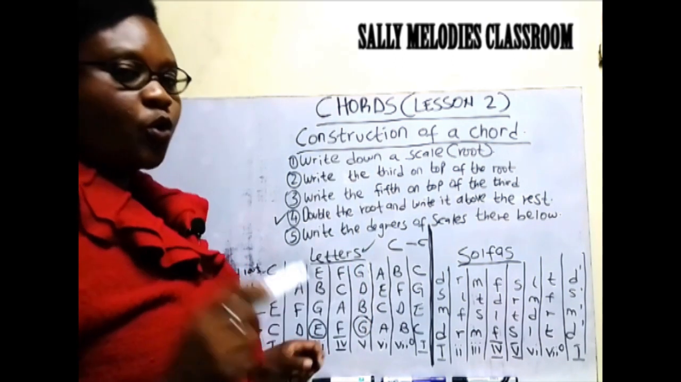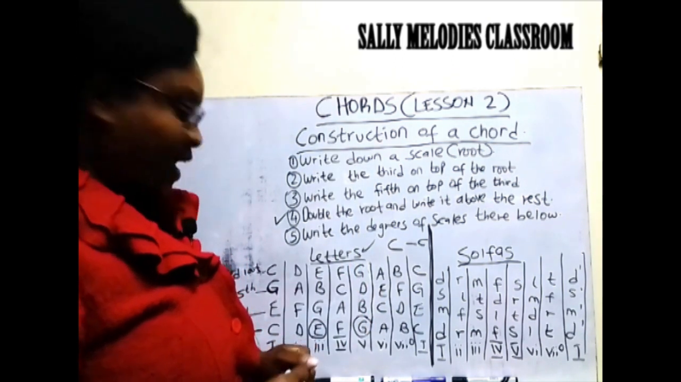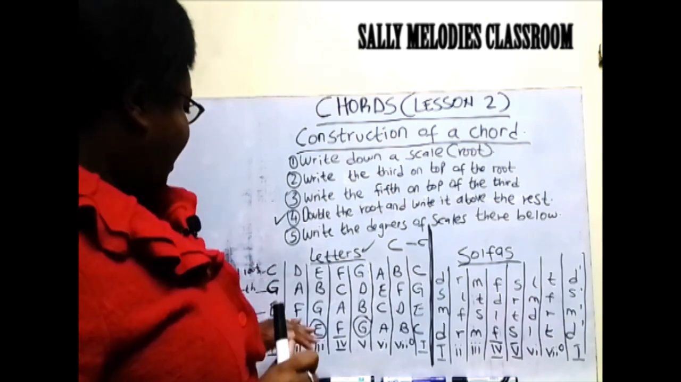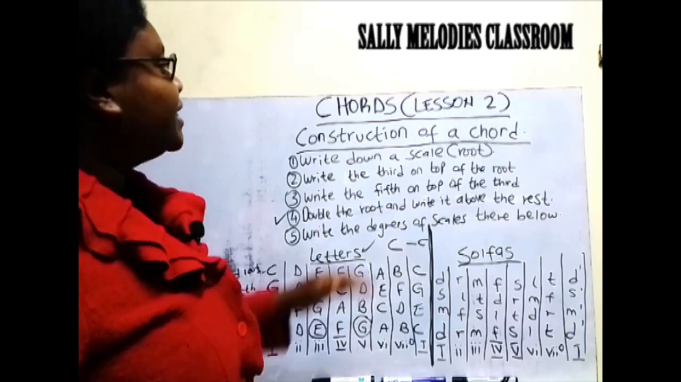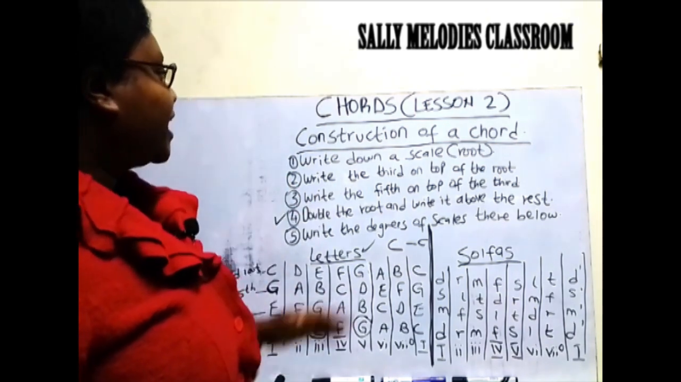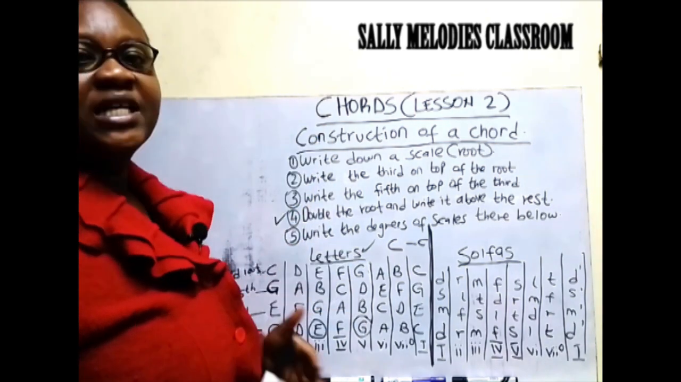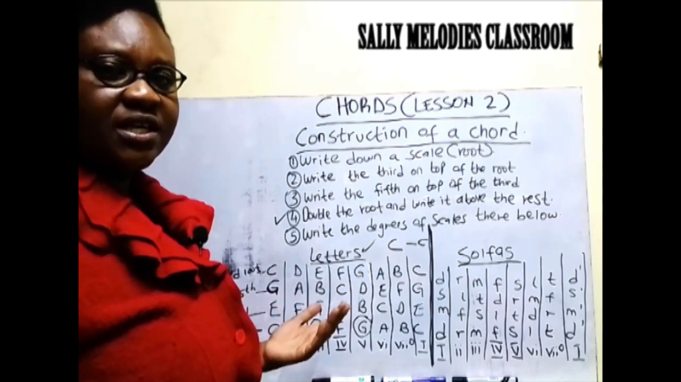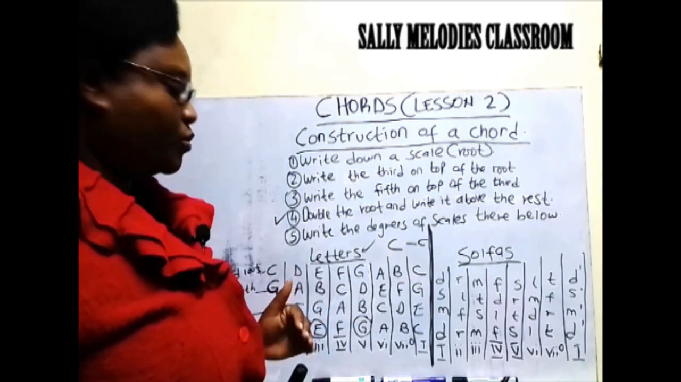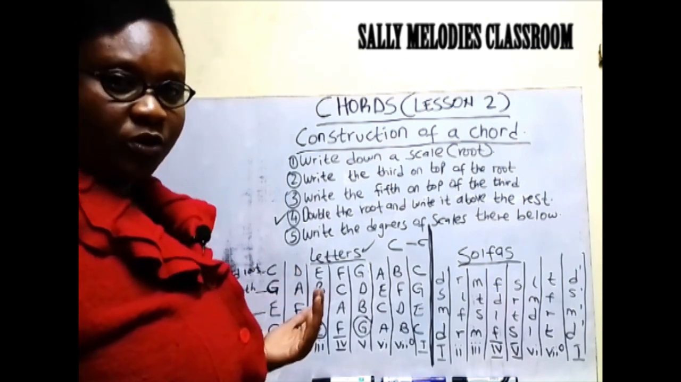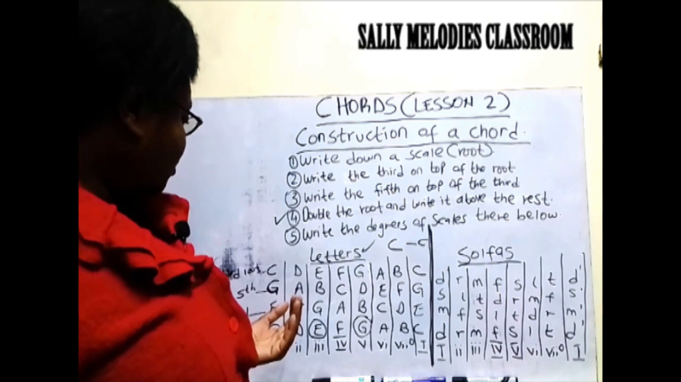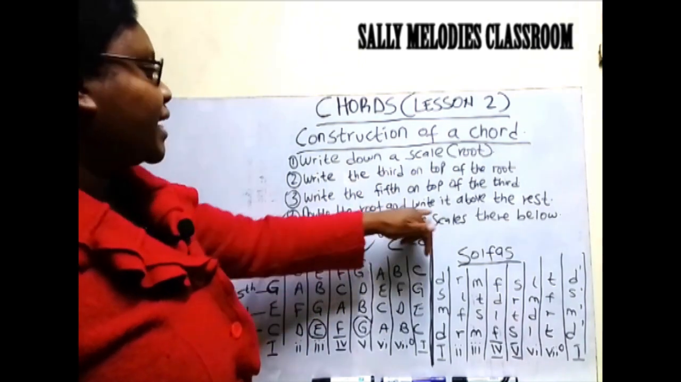That is what we did when we were forming the triads; we formed it up to there. Here, we are dealing with chords, and we said that a chord is not limited to few notes. It can have as many as possible. But at this level, I want us to deal with 4. So we double the root and write it above the rest.